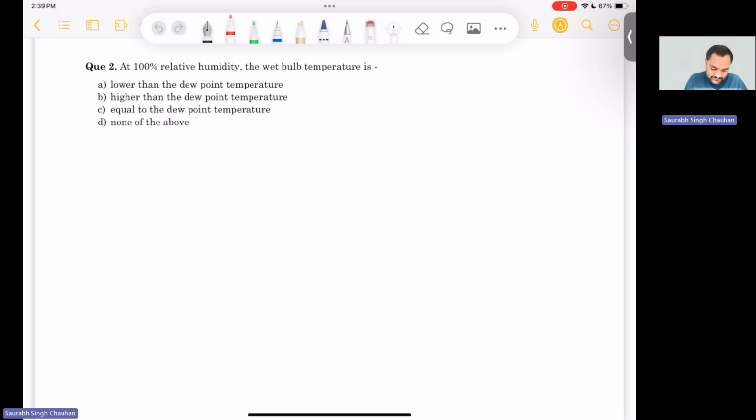Question number 2 says, at 100% relative humidity, the wet bulb temperature is. So you know what is relative humidity? There are two terms. One is relative humidity, another is wet bulb temperature. If you know what these terms mean, then you can easily answer this question.